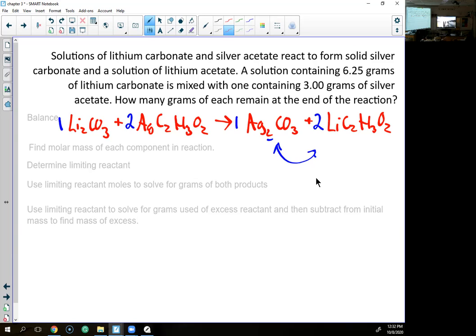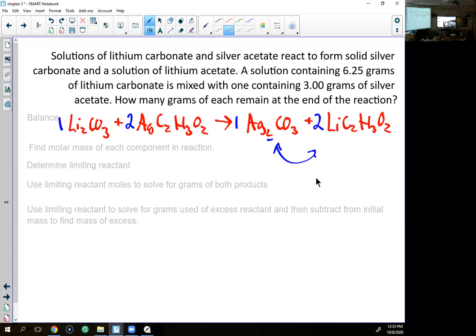A solution containing 6.25 grams of lithium carbonate is mixed with one containing 3 grams of silver acetate. How many grams of each remain at the end of the reaction?